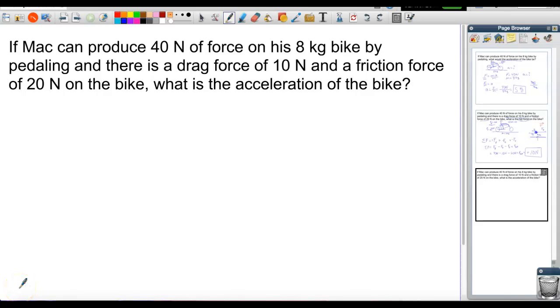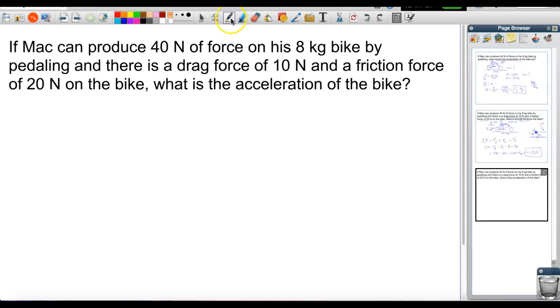Let's look at a different kind of problem here. So we've got Mac back on his bike again, producing 40 newtons of force on his 8 kilogram bike by pedaling. There's a drag force of 10 and a friction force of 20 newtons, but we want to know now what's the acceleration of the bike.